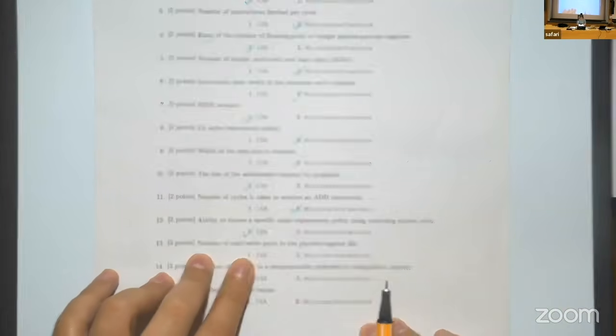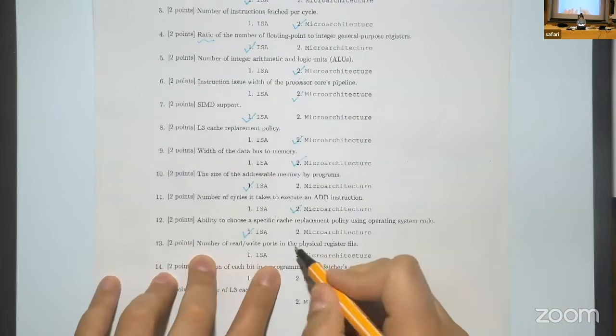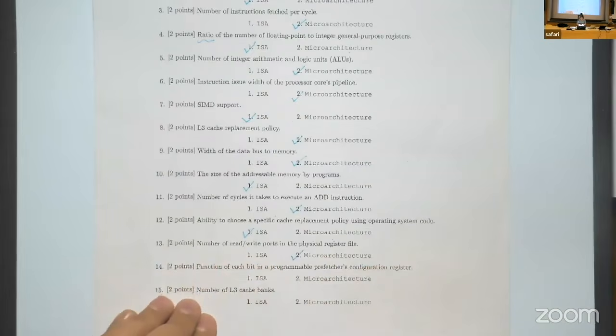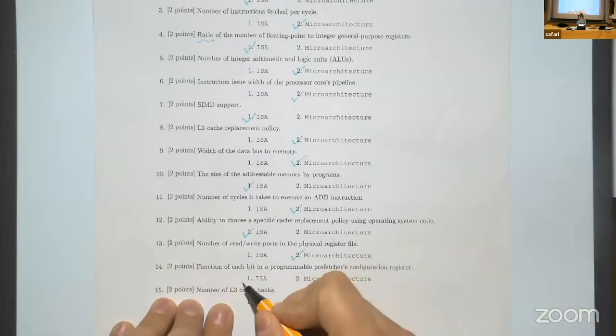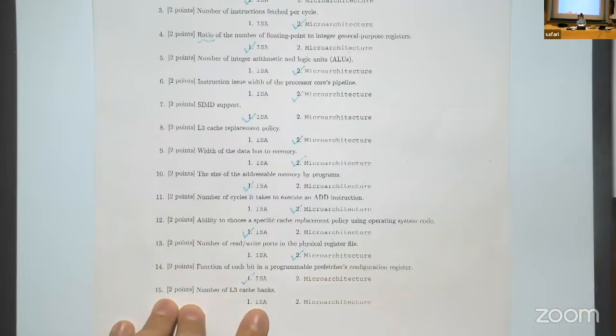Number of read-write ports in the physical register file, that is microarchitecture. Function of each bit in a programmable prefetcher's configuration registers, that is again something programmable. The user can change it, so ISA. Number of L3 cache banks goes into microarchitecture, because that refers to how things are actually implemented.